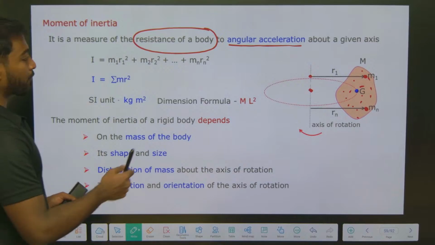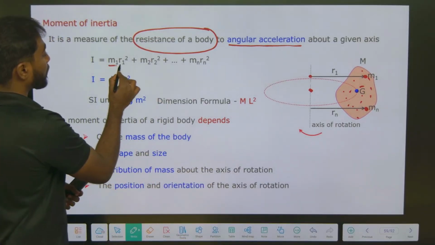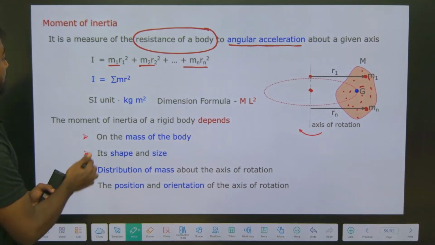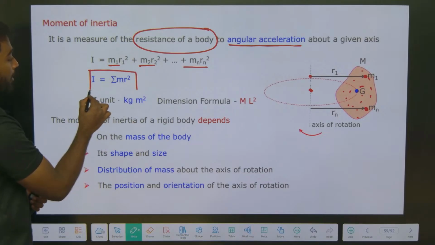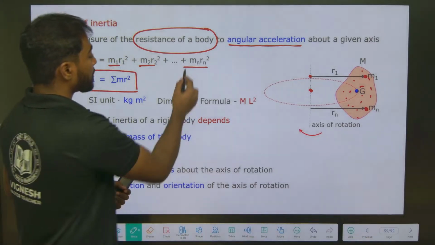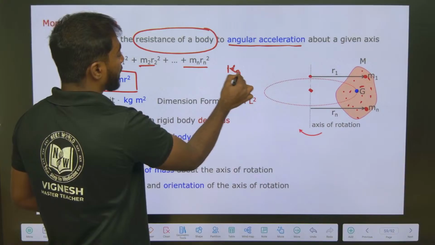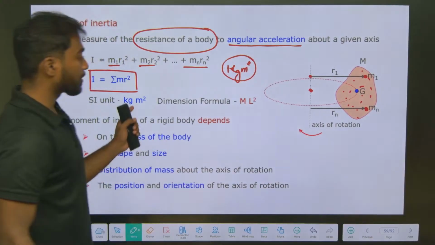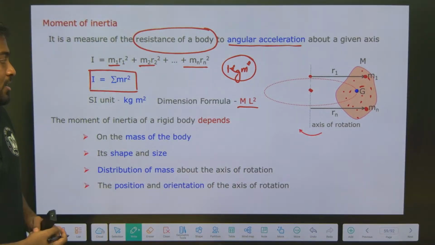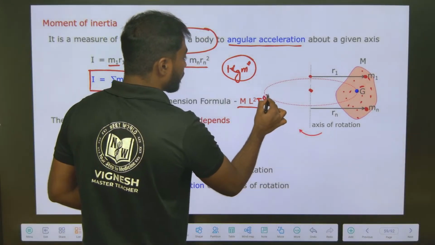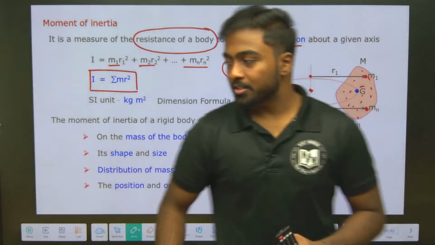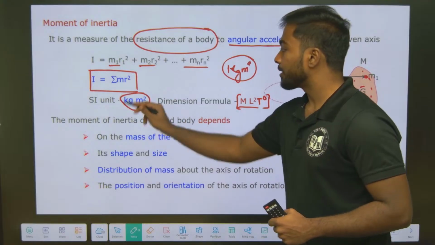So when I talk about the moment of inertia, it is m1 r1 square plus m2 r2 square plus up to mn rn square, right? We can write in simple terms, I is equal to summation m r square. The dimensional formula: mass is kg and r is meter square, so kg meter square is the SI unit and the dimensional formula is M L square. If they mention T power 0, yes, it's absolutely correct. M L square T power 0 is the dimensional formula and the SI unit is kg meter square.